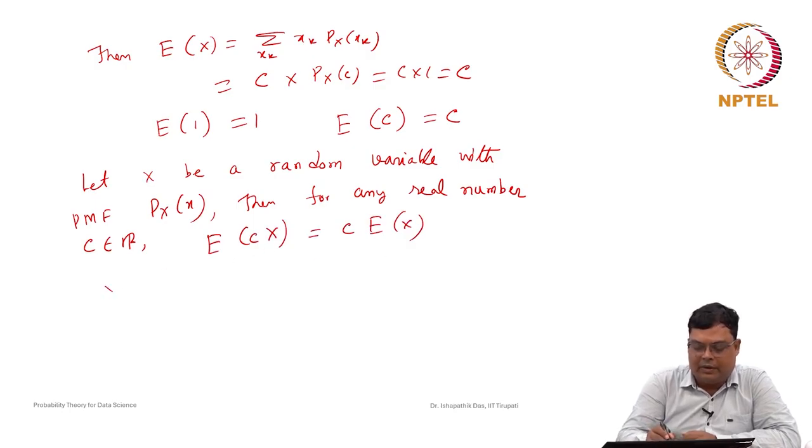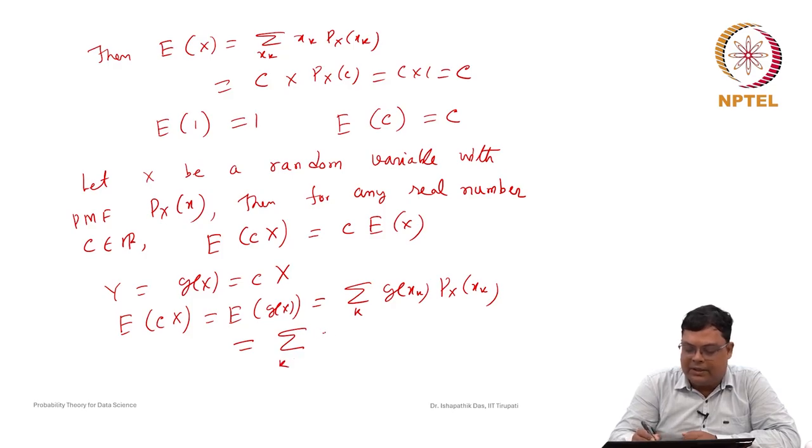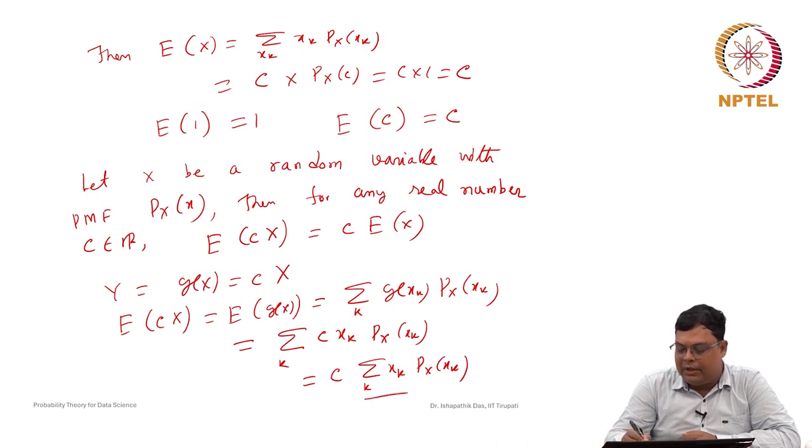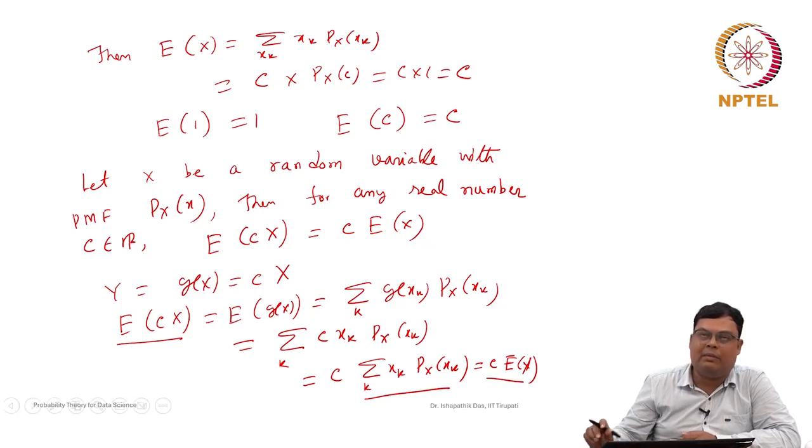Here your transformation is Y equal to g(X), which is nothing but cX. Now, how will we find the expected value of cX? We have the formula: the summation of g(x_k) P_X(x_k). Since g(x) is cX, this is the summation over k of c x_k P_X(x_k). Now c is a constant, so c into the summation over k of x_k P_X(x_k). By definition this is nothing but the expected value of X. So, for any constant c, the expected value of cX is c times the expected value of X.